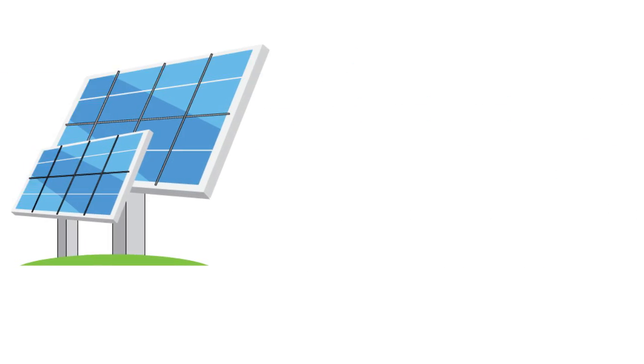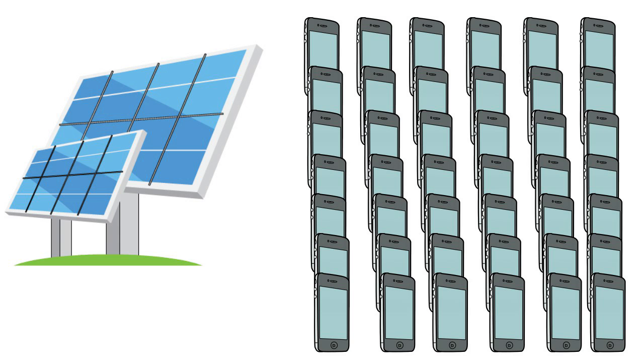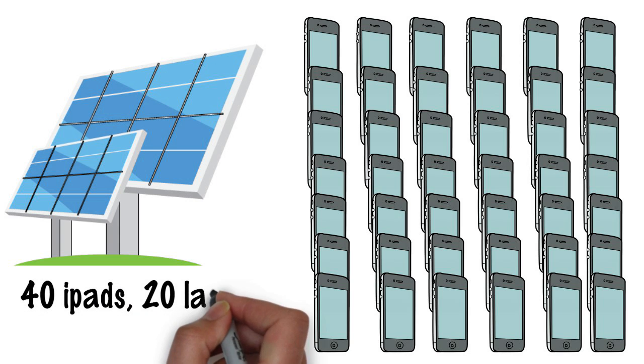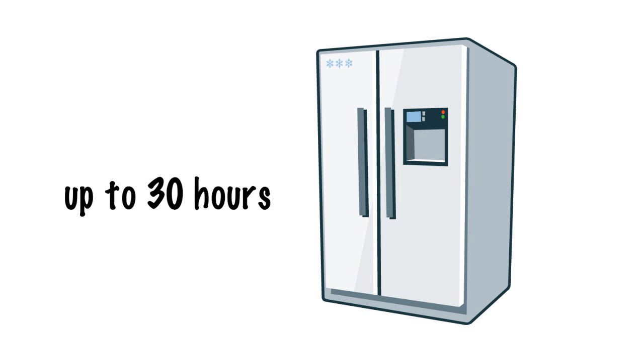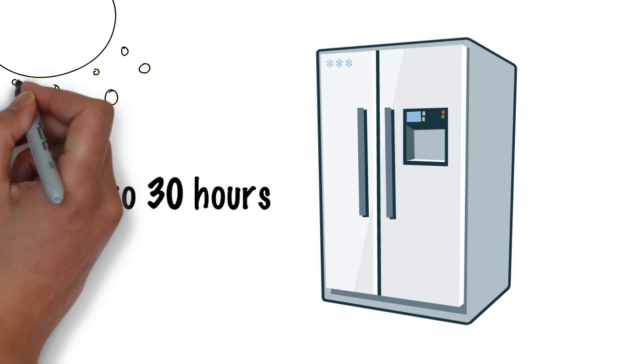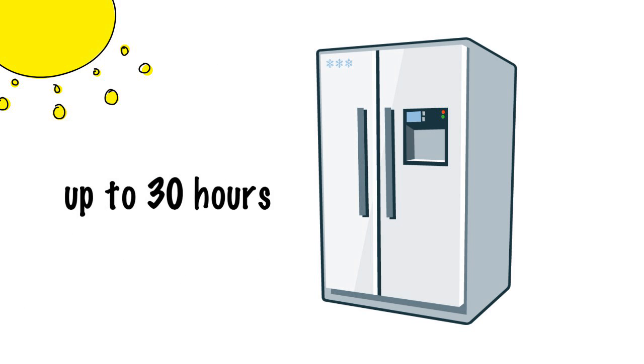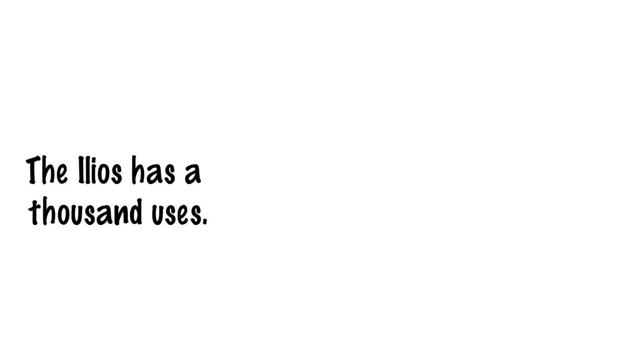When it's fully charged, the Ilios can recharge over 100 cell phones, 40 iPads, 20 laptops, or run a full-sized refrigerator for up to 30 hours. As long as you have a few hours of sunlight each day, you can keep your refrigerator running continuously on the Ilios. The Ilios has 1,000 uses.